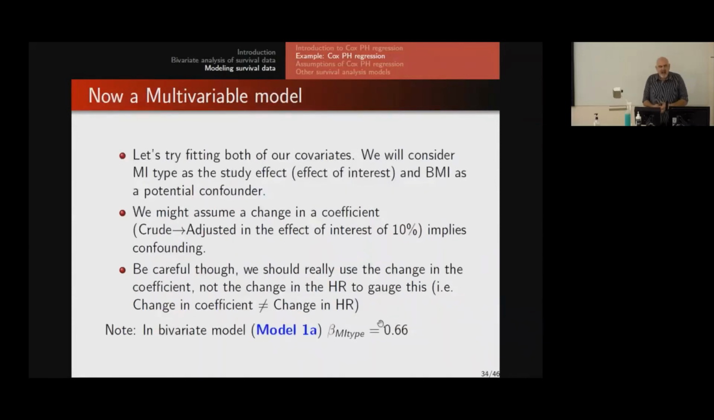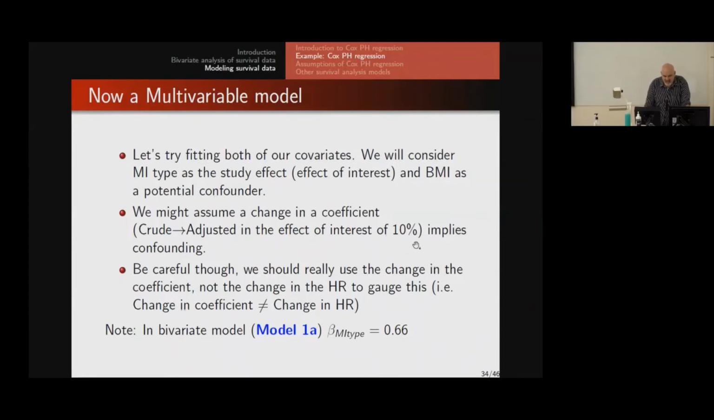Okay. So now let's consider a multivariable model. Let's consider both of our covariates at once. Now, remembering MI type, the type of myocardial infarction, is our study effect. It's our effect of interest. And BMI is a potential confounder. We're not actually that interested in BMI. We probably just want to adjust for it. Okay? Now, how am I going to decide it's a confounder? And I have briefly mentioned this in previous lectures. The way we generally do it is we note that when we add BMI to the model, does it substantially change the MI effect?